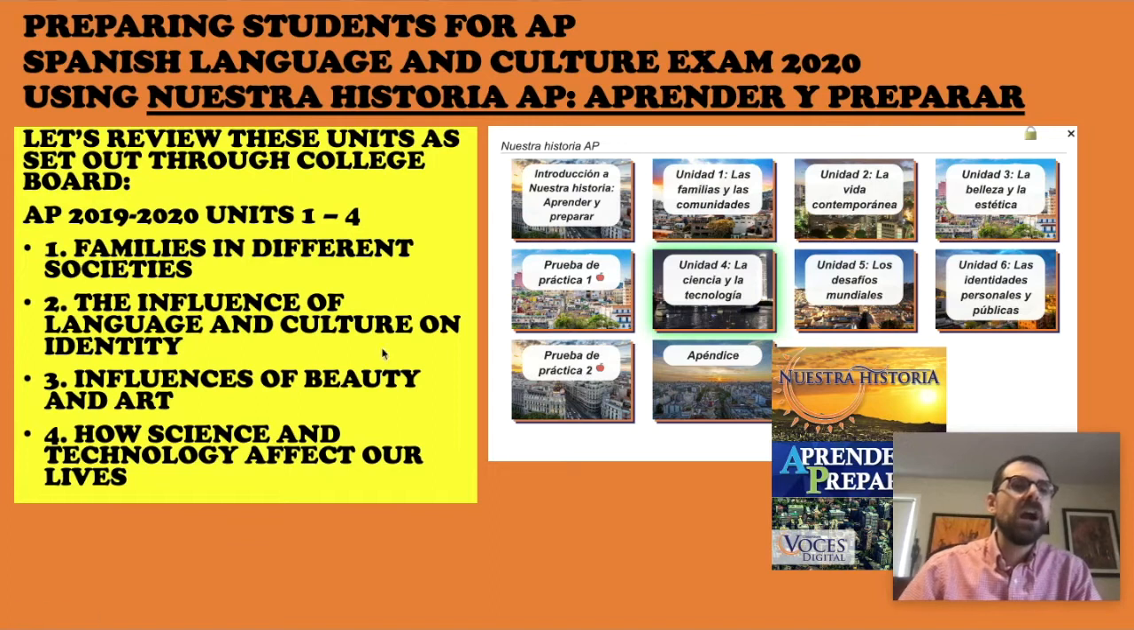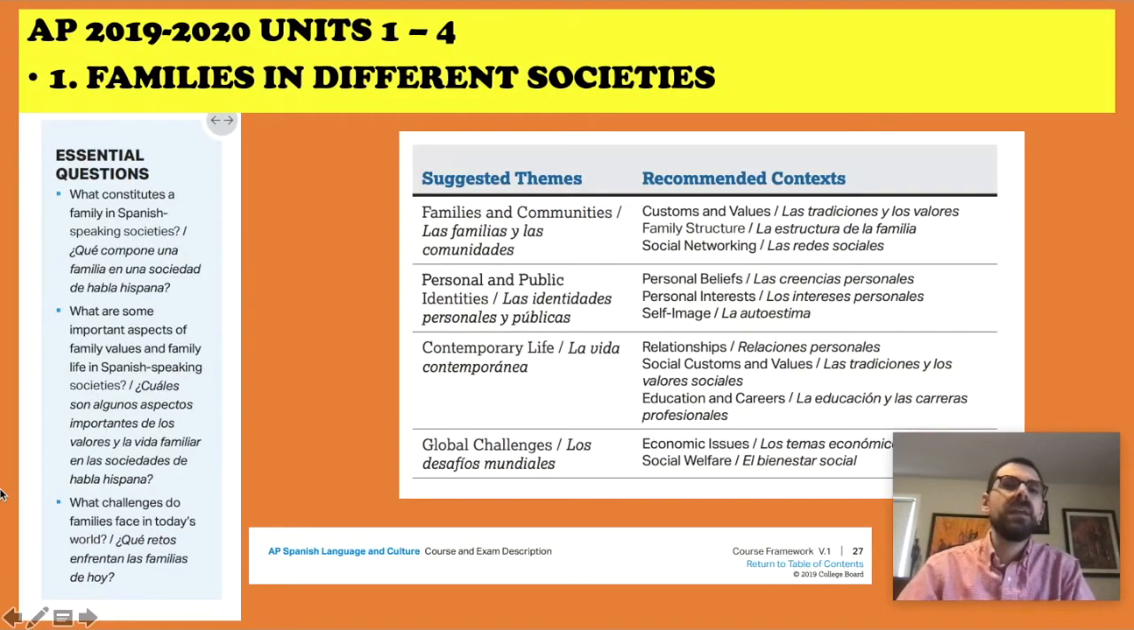So now we're going to talk about the AP units that College Board has set out. And again, you're going to have the advantage of just pausing this and reading through this because I don't need to read it to you. But the first one is Families in Different Societies.